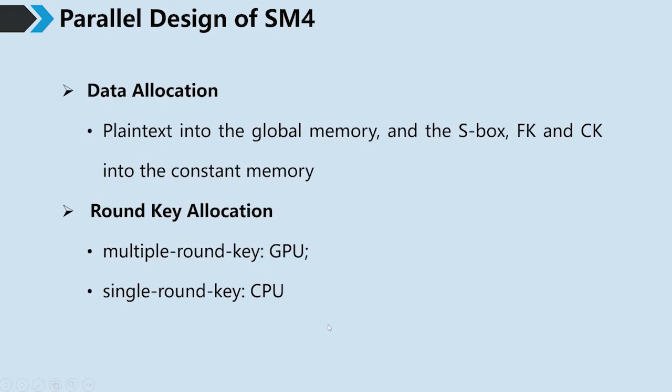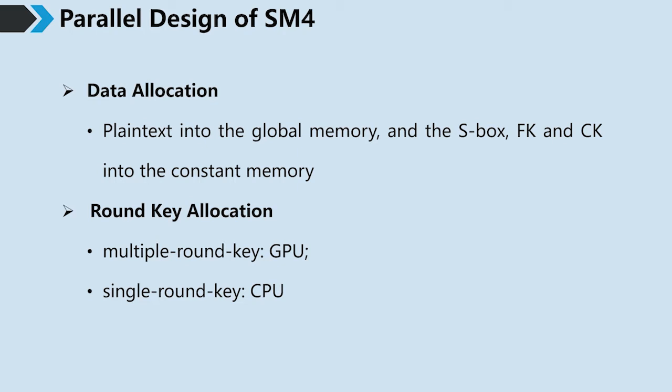And about the data allocation, the simplest way is to put the plaintext, S-box, FK and CK into the global memory. However, the access speed of the global memory is very slow, while the storage capacity is large. So the global memory is suitable to store the plaintext. Through comparison tests, it's found that storing the plaintext in the global memory and the S-box, FK and CK in the constant memory has better performance.